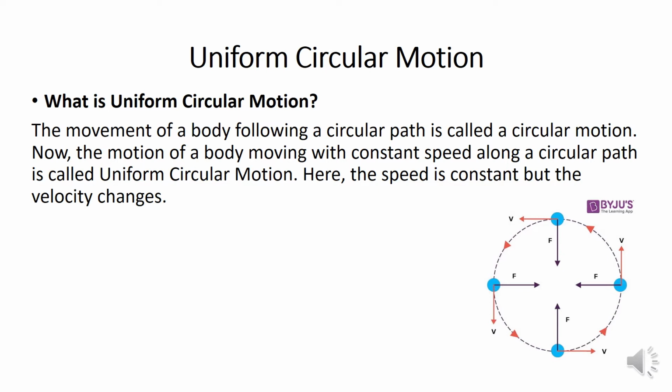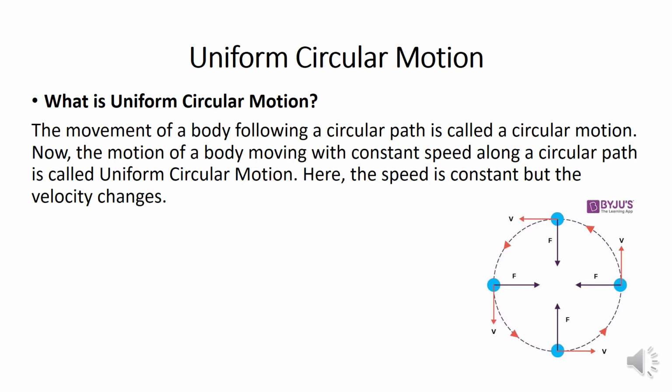So first, to understand what is uniform circular motion: the movement of a body following a circular path is called circular motion, and the motion of a body moving with constant speed along a circular path is called uniform circular motion. Now here remember that the speed is constant but the velocity changes. Why? Because when a body is moving in a circle, it changes its direction at every instant. So if a particle is moving in a circle, it must have some acceleration acting towards the center, which is making it move around the center.